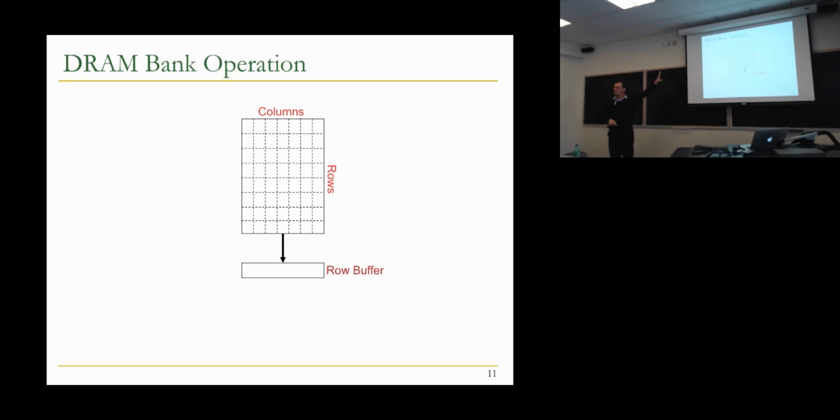Have you guys seen this before? Which course? 240. How many of you have seen it? Okay, good. So you know about the row buffer. It doesn't exist in everything, but okay.